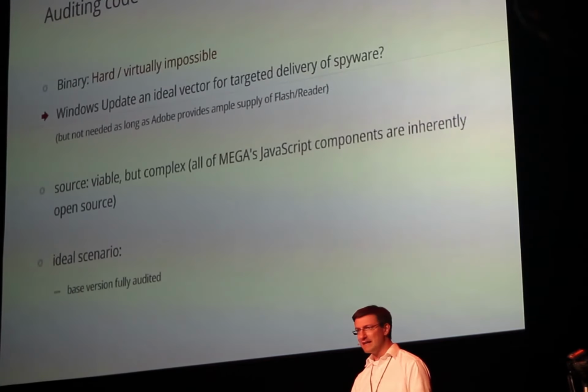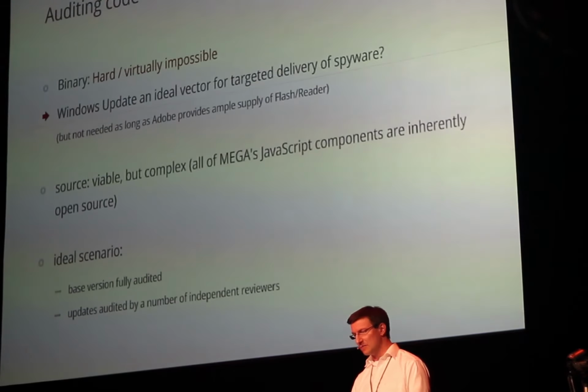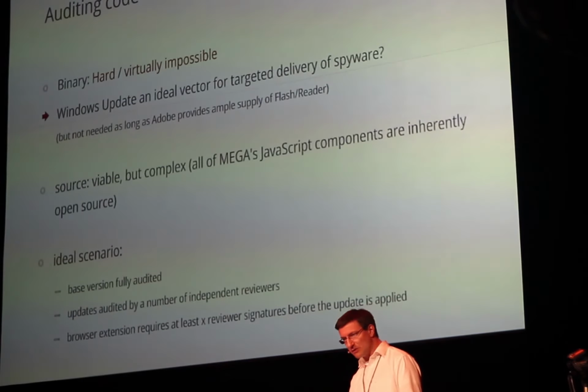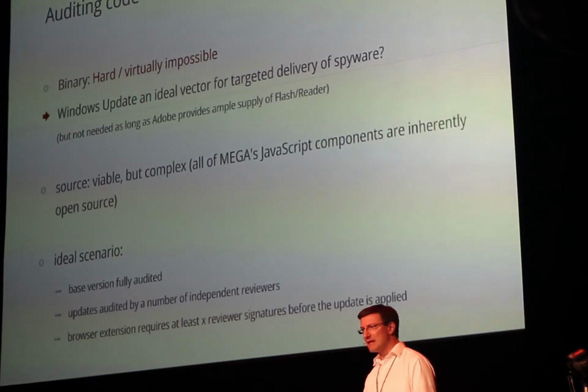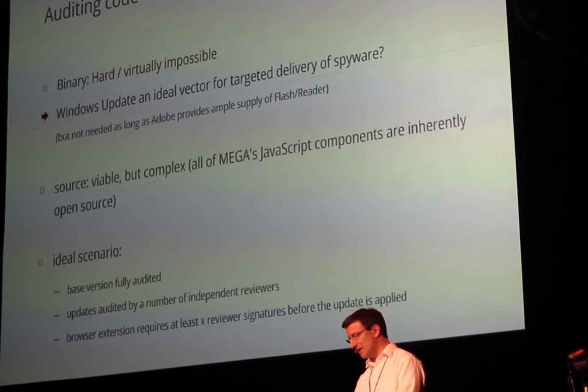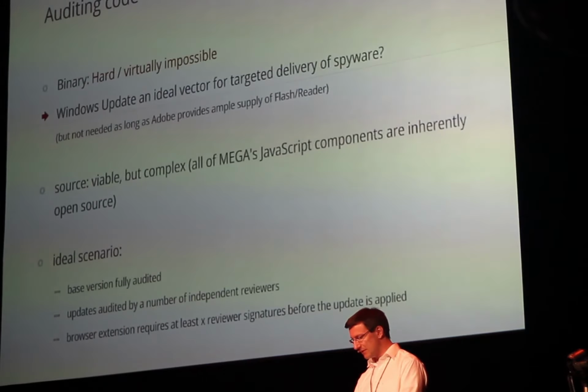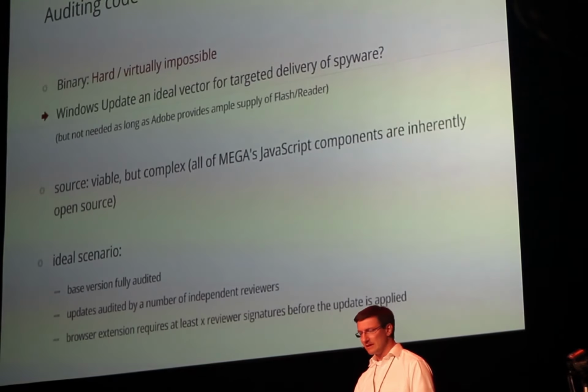In an ideal scenario, the base version of a program is fully audited once, and from there on all updates get audited by a number of independent reviewers. Each reviewer has their signing key, and the browser extension that I talked about, or even native code, would only accept an update if a certain threshold of reviewer signatures is met. Unfortunately, I don't know of any real-world application of this desirable scenario, and there are also quite a number of man-hours involved in non-trivial updates. So it's just the work that goes into auditing code that makes it a really difficult issue.